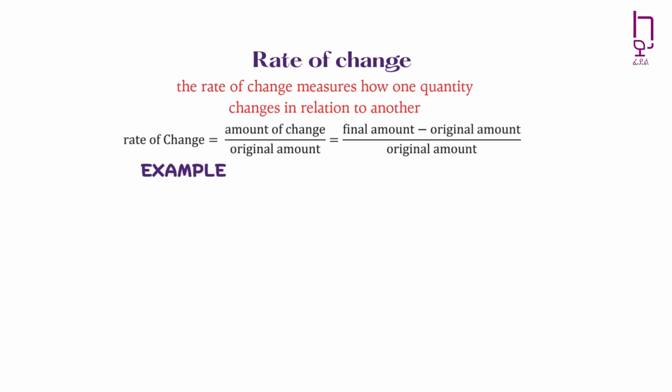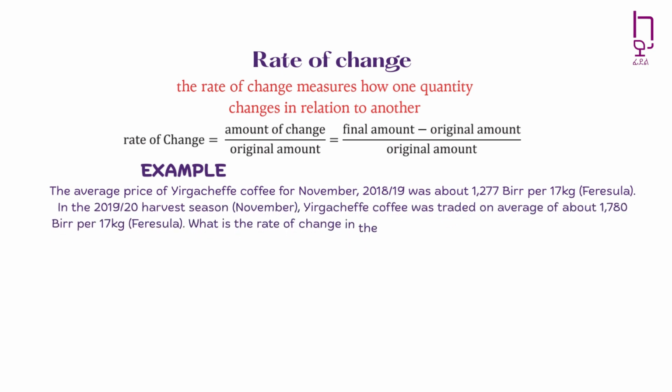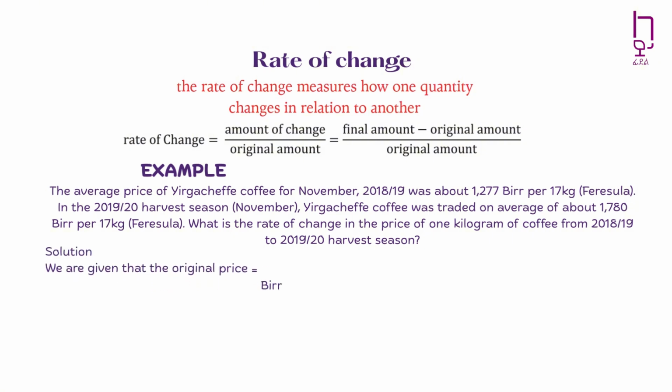So example 2 says the following. The average price of Yirga Cafe coffee for November was about 1,277 birr per 17 kilogram. In 2019, Yirga Cafe coffee was traded on average of about 1,780 birr per 17 kilogram. What's the rate of change in the price of 1 kilogram of coffee from 2018 to 2019? So here we're asked to find the rate. So the solution starts by filtering out the information.